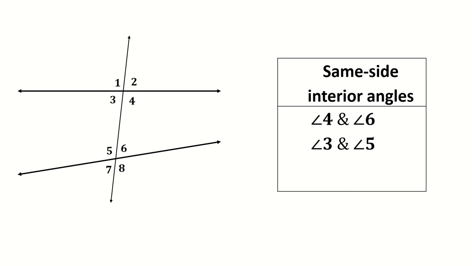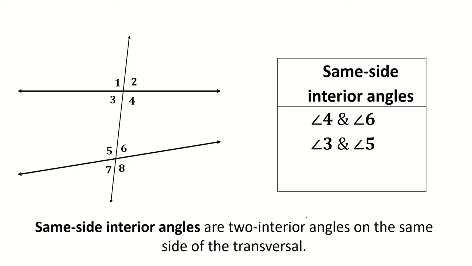Okay, so that's good. So how do we identify same side interior angles? So very simple. Take note that the two interior angles are on the same side of the transversal. So first, both must be interior. Then don't forget, same side. So let's see the example. Angles 4 and 6 are same side interior angles.